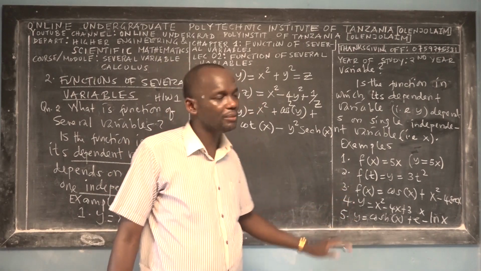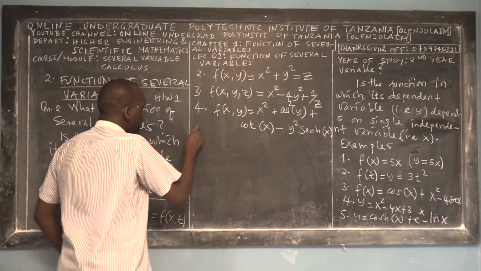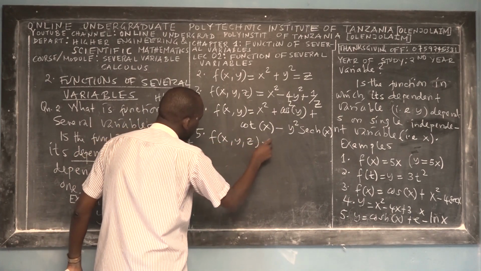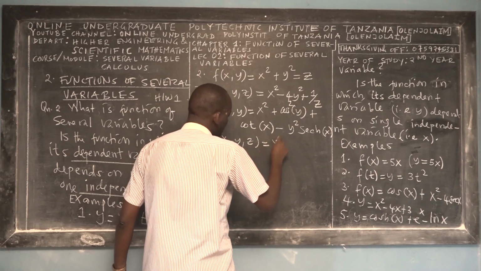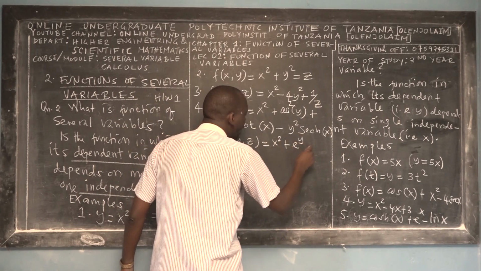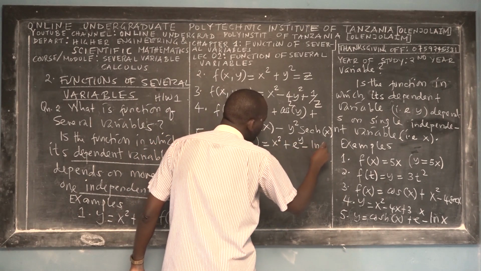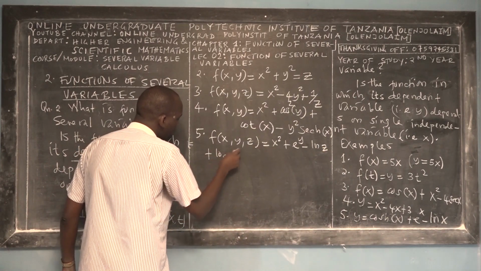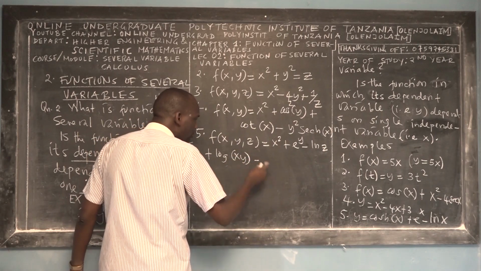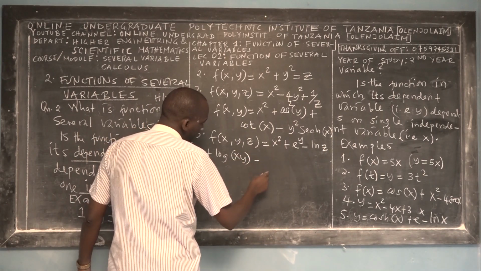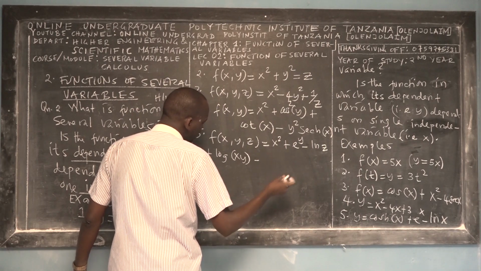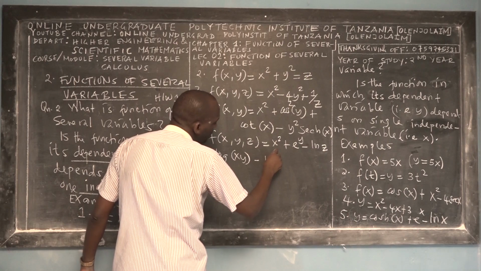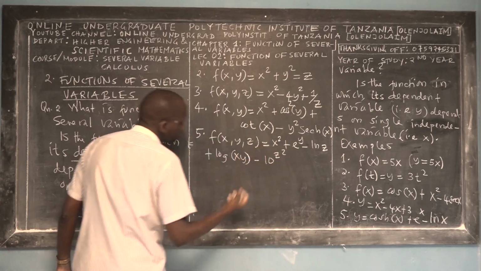We'll enjoy them. Okay. So the fifth example now, let us go. We can have f of x, y, z equal to x squared plus e power y, then minus ln of z, and then you have logarithm of x equals y, and we have minus a common logarithmic number, let's say 10 power z squared. So this is another function.